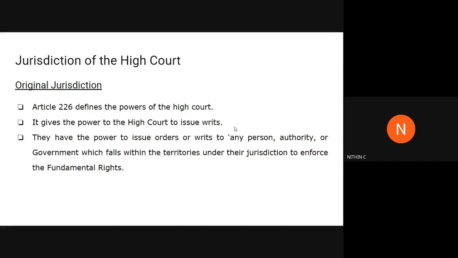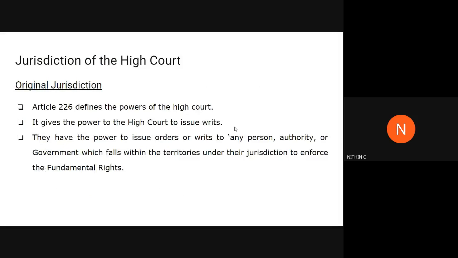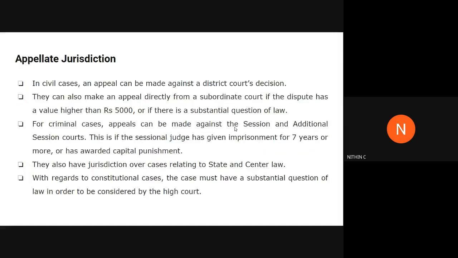So next. Then one is original, ഇവിടെ jurisdiction of High Court പറയുമ്പോൾ one is original jurisdiction regarding the writs and all. The second is appellate jurisdiction, നമ്മൾ അപ്പീൽസ് ഒക്കെ കൊടുക്കുന്നത്. അത് നമ്മൾ സുപ്രീം കോർട്ടിലും ഇങ്ങനെ പറഞ്ഞിട്ടുണ്ടായിരുന്നു. We had an appellate jurisdiction also. So in civil cases, an appeal can be made against a district court's decision. They can also make an appeal directly from a subordinate court if the dispute has a value higher than ₹5,000 or there is a substantial question of law.